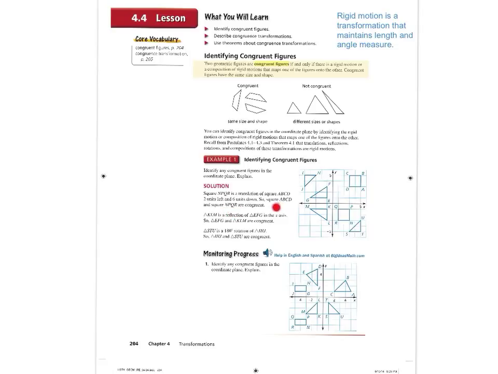So as you can see, square A corresponds to square N, and then B corresponds to P, C corresponds to Q, and D corresponds to R. Again, when you're naming congruent figures, the order of the letters matters. So we see that again with triangle KLM.